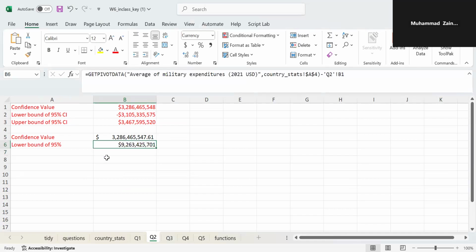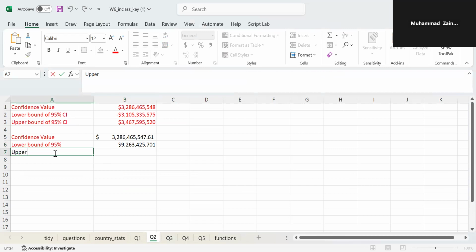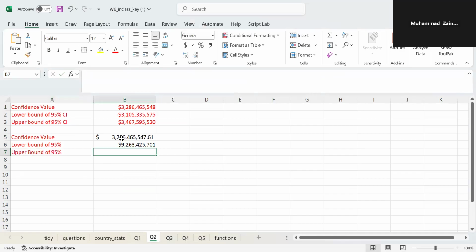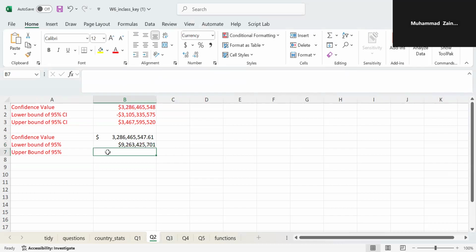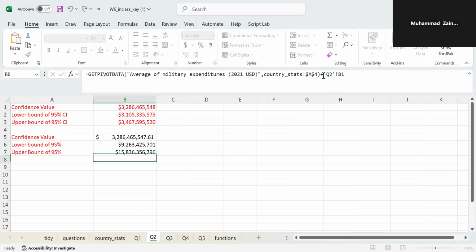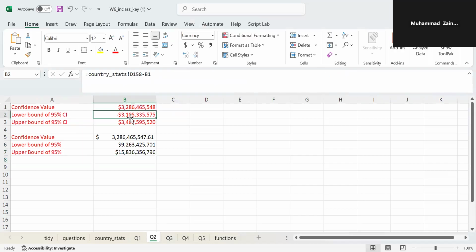So that's your lower bound. And then your upper bound of 95% is basically mean plus this value. You can use this formula pretty much. That's your upper bound. Let me fix this: 159 should be 150. Yeah, so these are your confidence intervals.